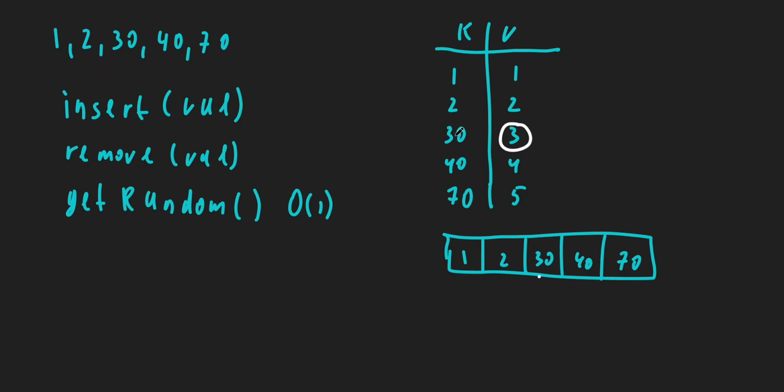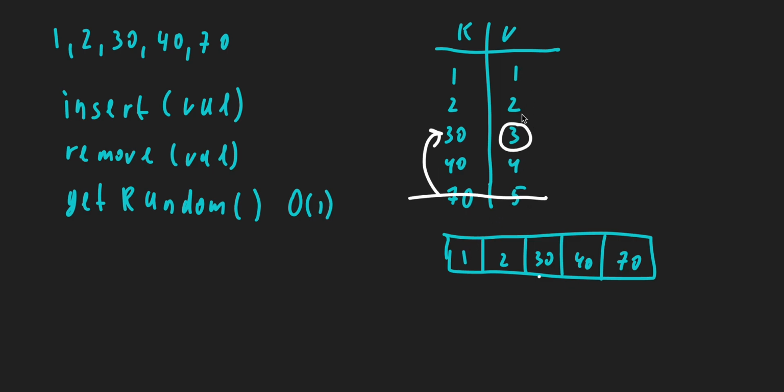So for example, let's say that we are calling the remove function with 30. What we are going to do is find the last element. What is the last element in our array? The last element is 70. We are going to move that 70 to 30, and we are going to remove the last element from our map.